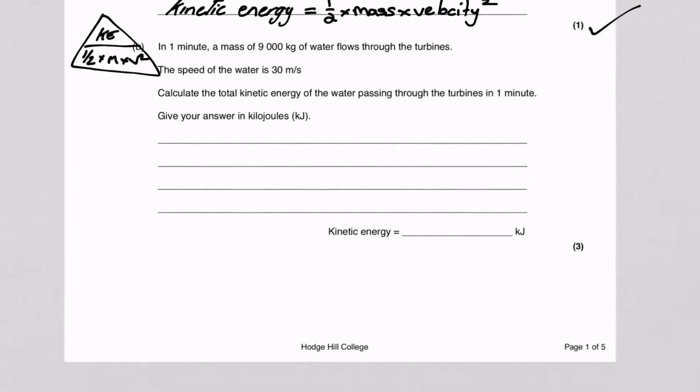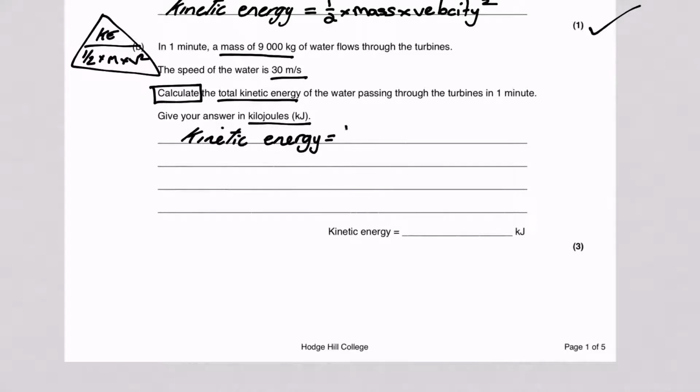The next question is saying 9,000 kilograms of water flows 30 meters per second, calculate the total kinetic energy, and it wants the energy in kilojoules. So if you notice in the question it says 1 minute, you can ignore the time because it's for 1 minute in both parts of the question. So I'll put the numbers into the equation I've got above. Remember to square my 30. I'll use my calculator to work out what the answer of that question is. So this is my answer in joules.